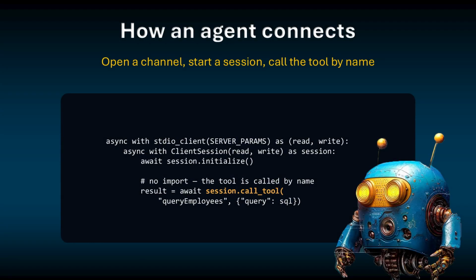And this is how an agent connects. The client opens a standard input-output channel to the server, it starts a session, and it calls initialize once to shake hands. From that point on, the agent does not import the tool at all. It calls it by name. The key line is call tool. The agent says call tool, query employees, and passes the query, and the server runs it and hands back the result. The same 4 steps work for every framework. Open the channel, start the session, ask for the schema, then call the tool by name.